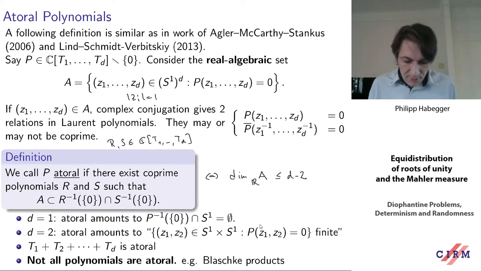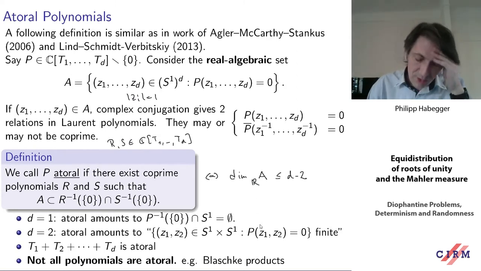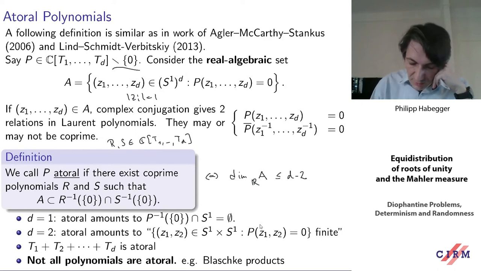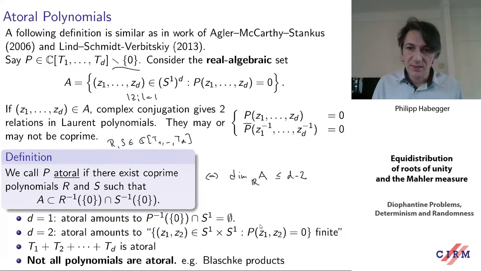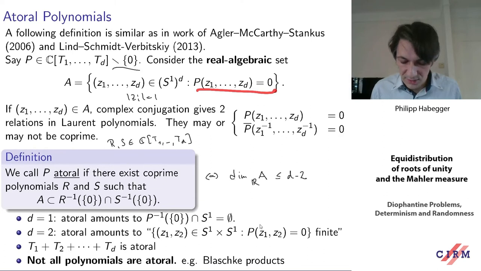So A is real algebraic, there's a concept of dimension of real algebraic sets, and it's certainly at most D minus 1, because P is non-zero as a polynomial. But if it's D minus 2, then that's the atoral case. In a sense, A being of dimension D minus 2 is the generic situation, because from the real algebraic point of view, these are actually two conditions, namely the real and the imaginary part of P vanish at the point z1 to zd. And so generically, you're removing two dimensions from D. But in general, there can be polynomials that are not atoral, and I'll show you an example in a moment.